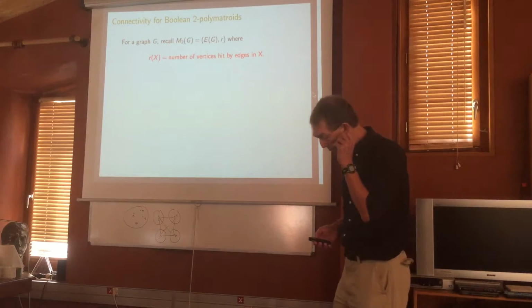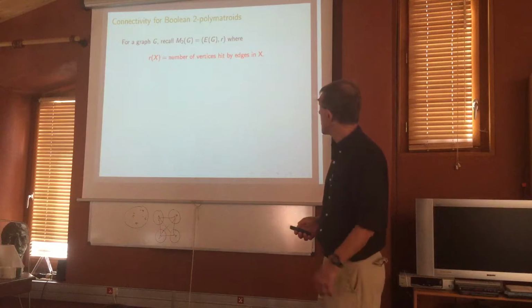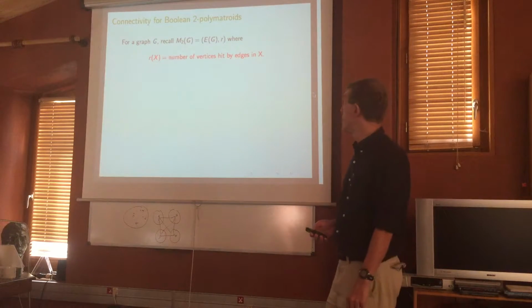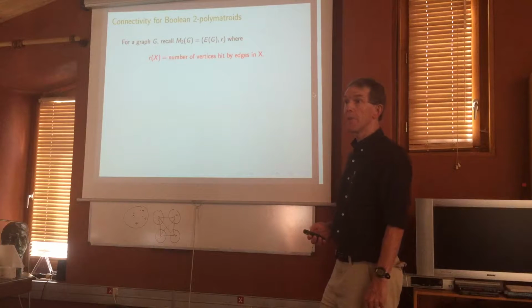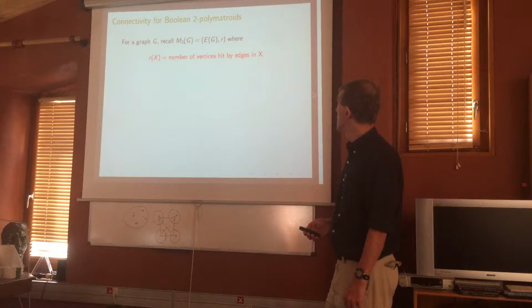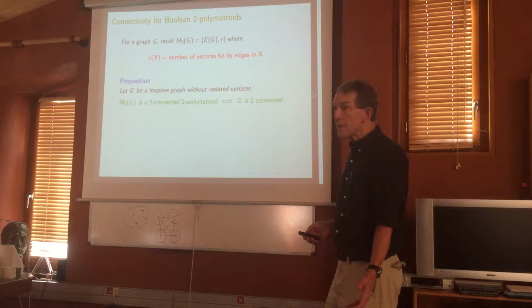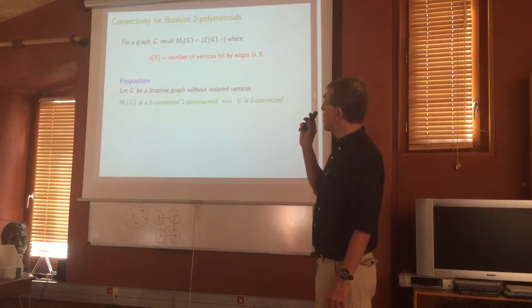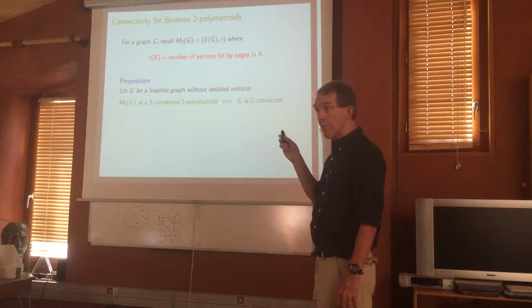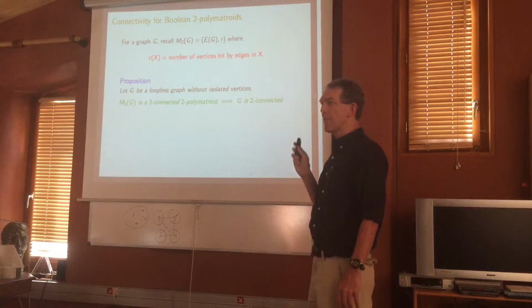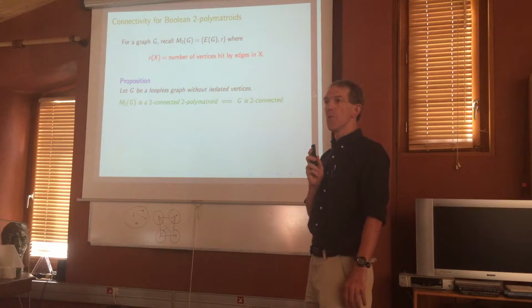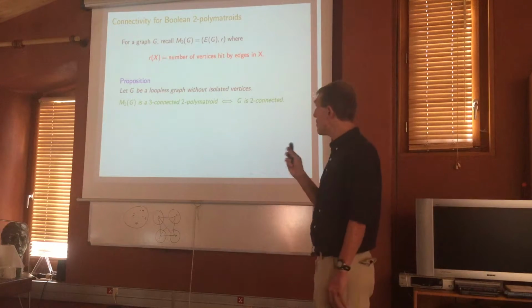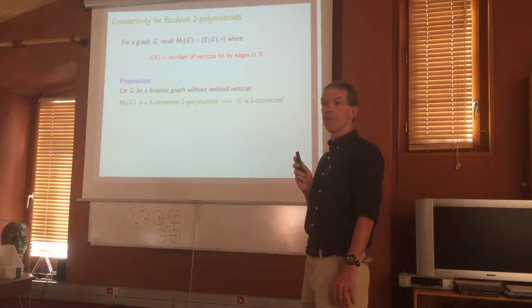So what does connectivity mean for Boolean two polymatroids? Now, that's this familiar thing where the rank function is defined by the number of vertices hit by a set of edges. Okay, here's a nice result. Take a loopless graph without isolated vertices. The polymatroid that you get from this is three-connected exactly when the graph is two-connected. So that will inform your intuition some more. Three-connected in this context just means two-connected in the graph context.